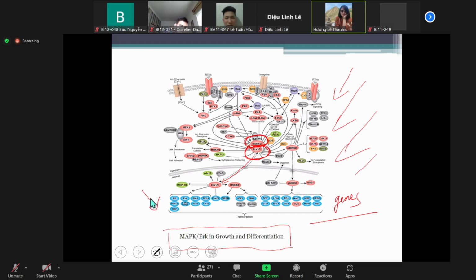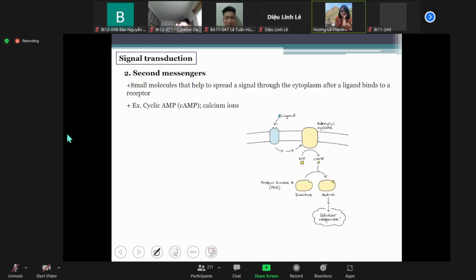So this is about the MAP kinase. And another route of the signal transduction, we call this secondary messenger. The second messengers are in response to the signals and enzymes we call adenylate cyclase. We convert the ATP into cAMP here. Adenylate cyclase converts one ATP into cAMP, and this is the second messenger. So they also spread a signal through the cytoplasm after binding to the receptor.